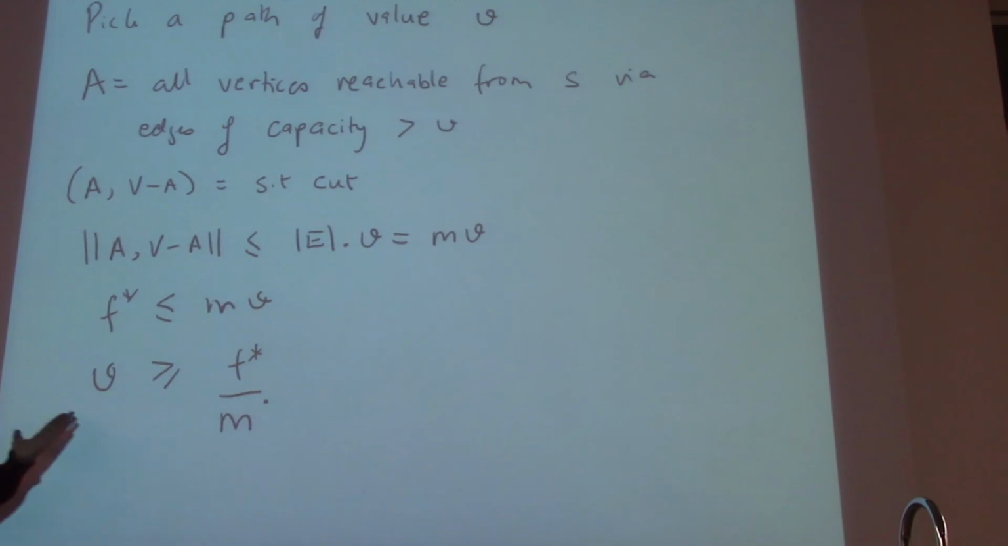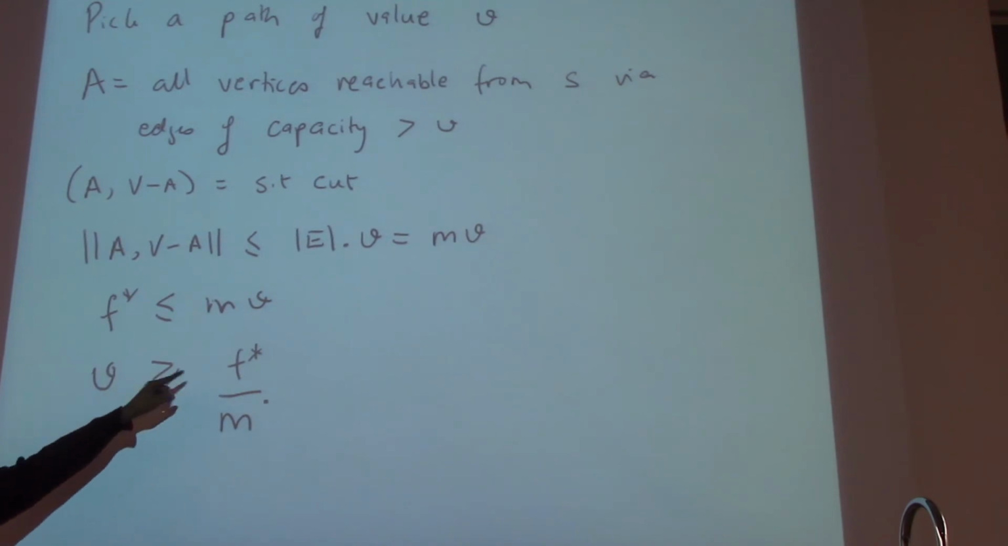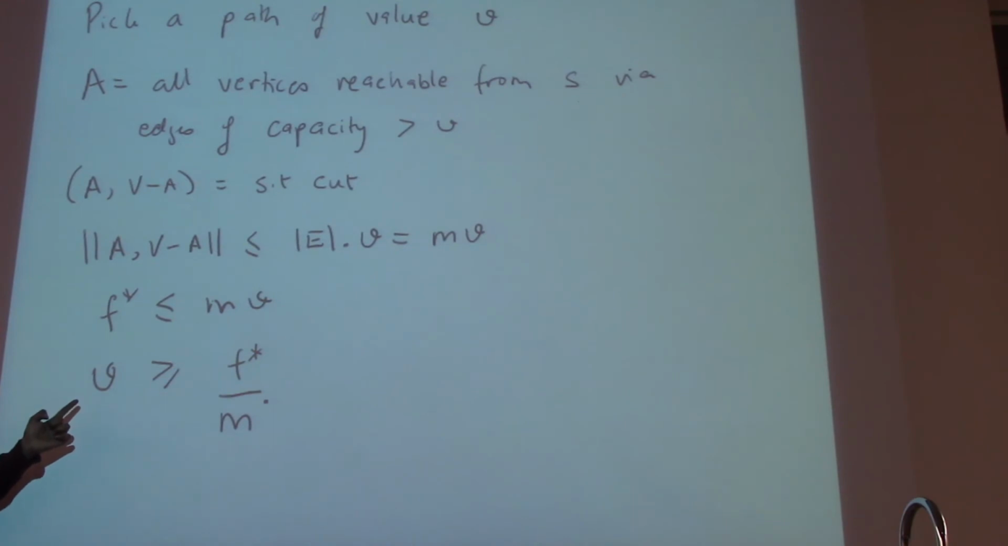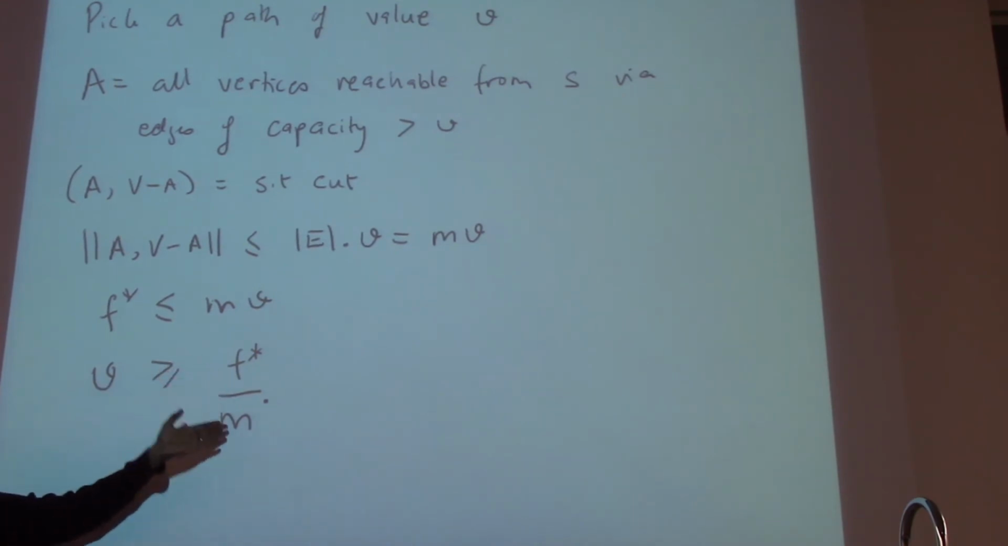But what does this say now? Again, don't look at this as just an inequality. We're saying that v is the amount of flow we just pushed, and it's greater than or equal to f star over m. In other words, it's reasonably large. By saying that we want to push the maximum flow possible along an augmenting path, we are guaranteeing that the value of this flow is a reasonable fraction of f star. It's a 1 over m fraction.